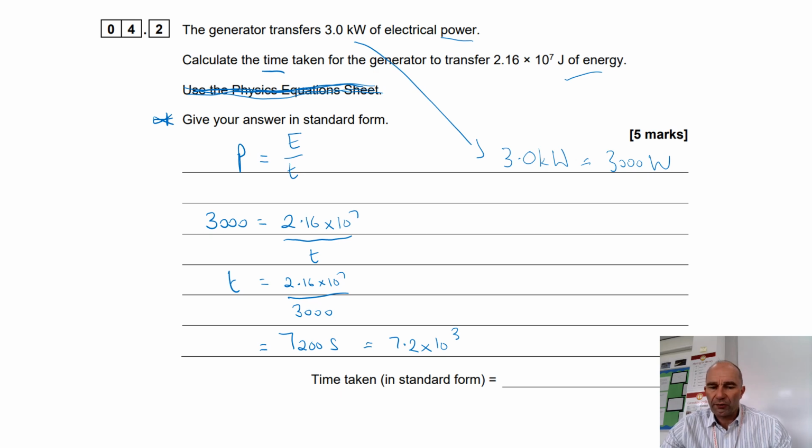So that question, very generous in terms of 5 marks. You get 1 mark for the conversion as our 1st mark, 2nd mark for substituting numbers in correctly, 3rd mark for making time the subject of the formula, 4th mark for the 7,200, and then the 5th mark for putting it into standard form. That's a great question if it comes up for you.